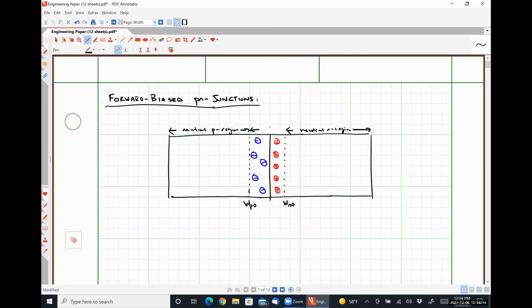And in the middle here, I have my space charge layer or depletion region, where I have an electric field oriented from right to left, okay?